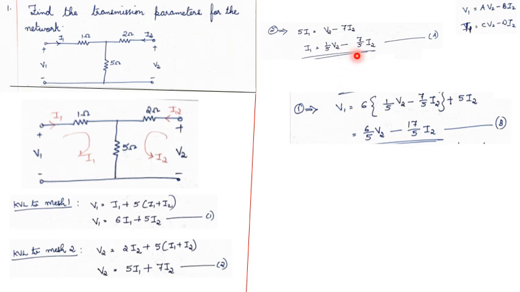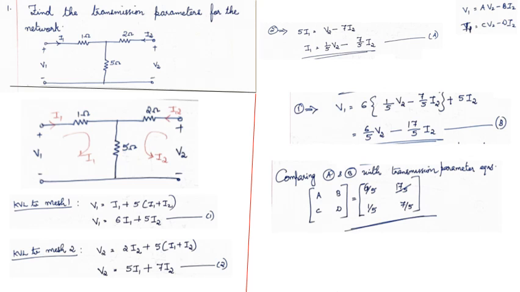Now we have equations A and B in the same format as the parameter equations. Now we can compare equations A and B with the parameter equations. Then we will get the ABCD parameters for the given network as 6 by 5, 17 by 5, 1 by 5 and 7 by 5.